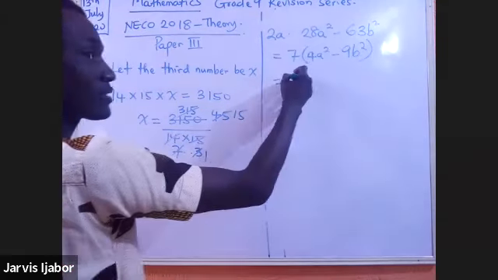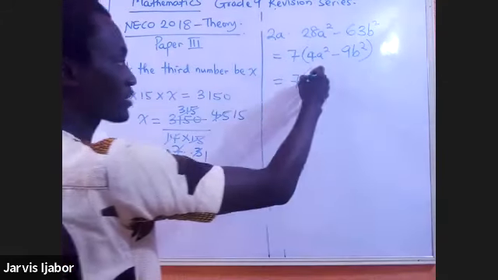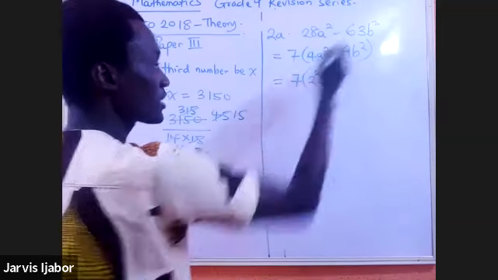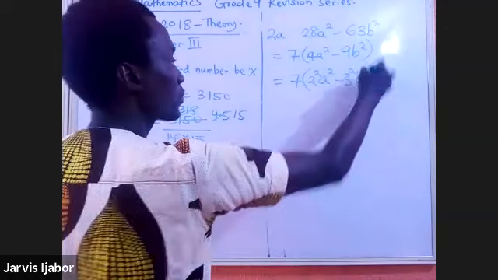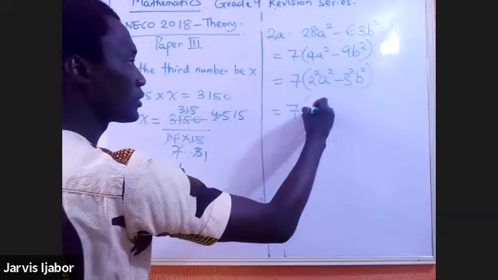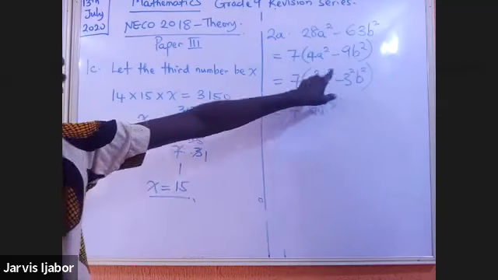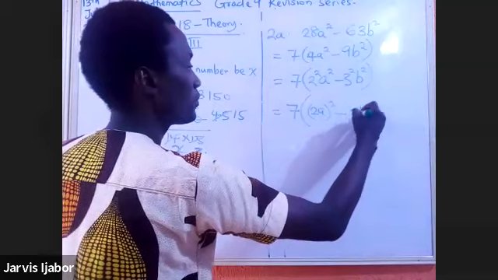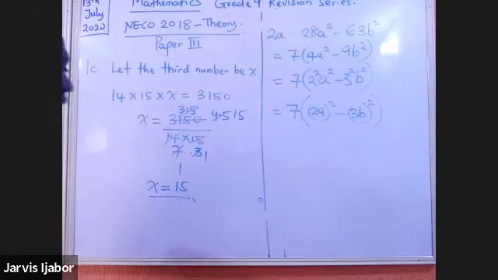You discover that 4 is a perfect square, so I can write that as 2 squared a squared, minus 3 is a perfect square, so that will be 3 squared b squared. I can rewrite this one to mean 7 into (2a) all squared. Remember, this is squared, so I can bring out the squared, minus (3b) all squared.